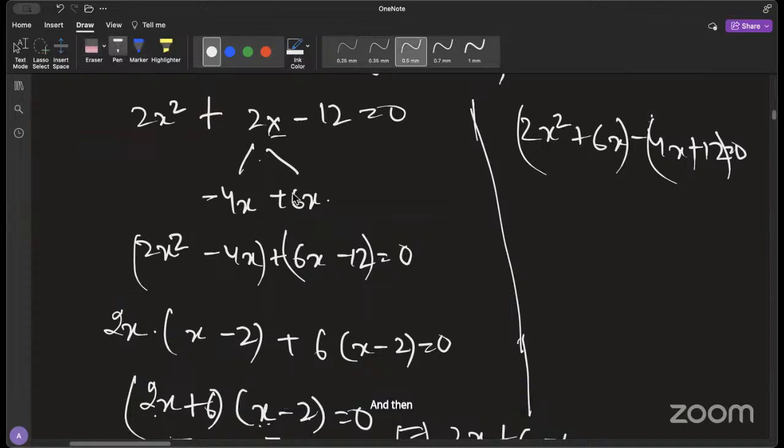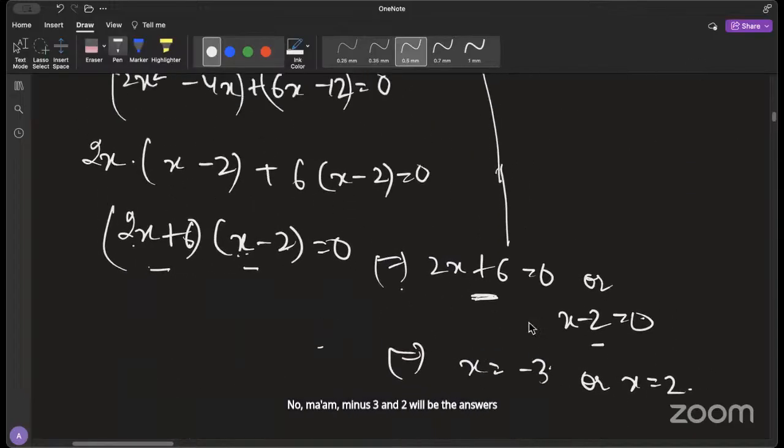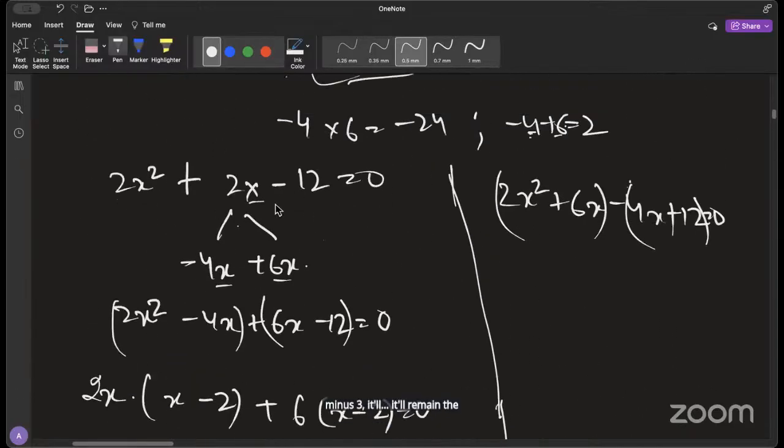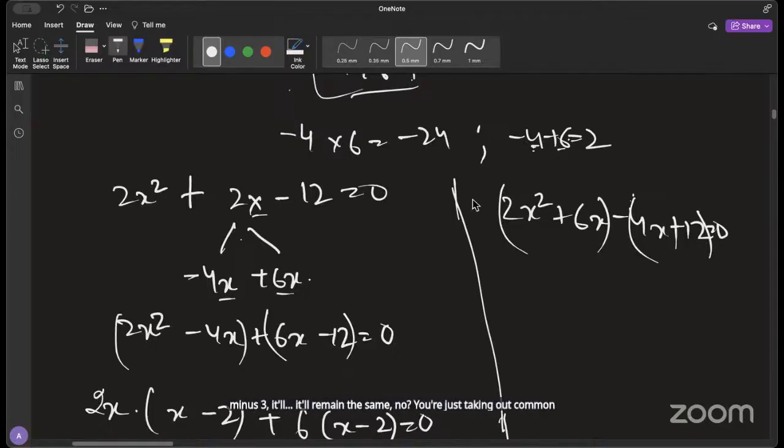And then it would be easier for you to factorize, to split them into two parts. That will be easier. Then minus 3 and 2 will be the answer. If we take out minus 3, it will remain the same. You're just taking out a common thing, not going to change anything.